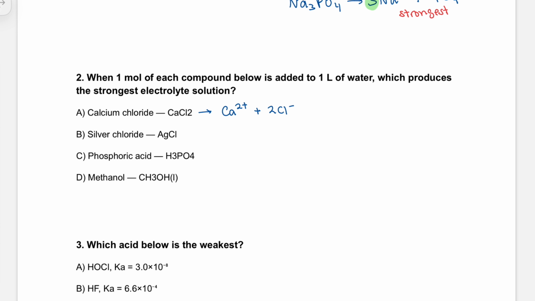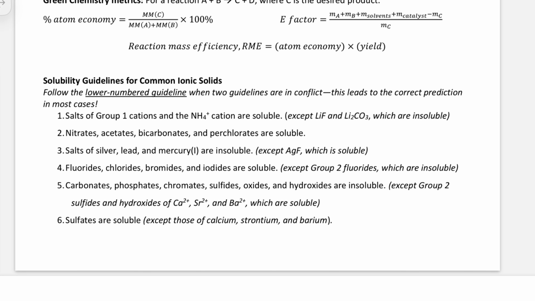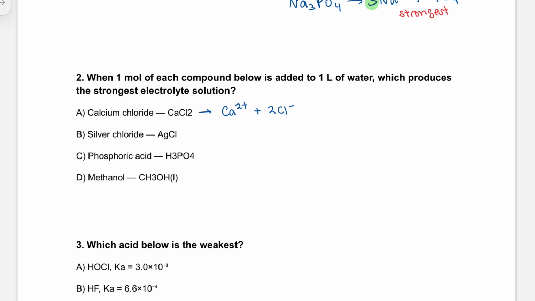And then what we need to use now is the solubility guidelines on our formula sheet, and let's see if it's soluble. This will be soluble because I see it in rule number 4, and it says that chlorides are soluble except group 2 fluorides, which are insoluble. So this means this is soluble because of rule 4, and now we can move on.